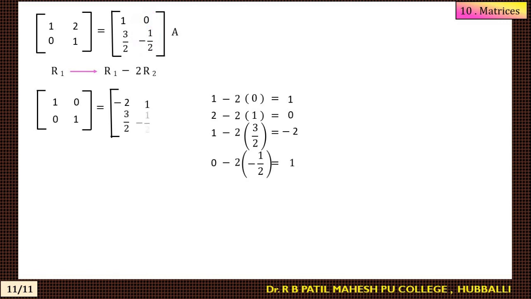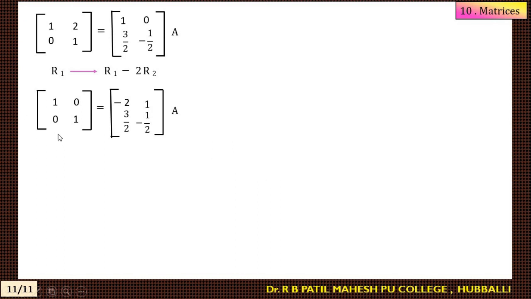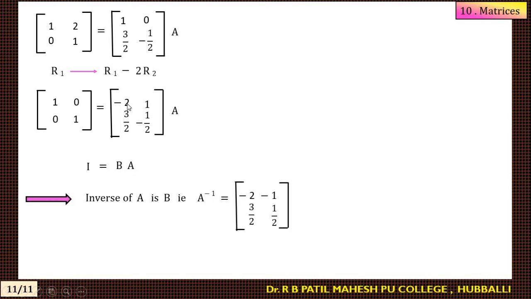Second row as it is, into A. Now this is identity left side. Now right side, this matrix is denoted by B and A as it is. Now we got the equation like I is equal to BA. So this implies this B matrix only is called as A matrix inverse. That is A inverse matrix. That is equal to minus 2, 1, 3 by 2, minus half.